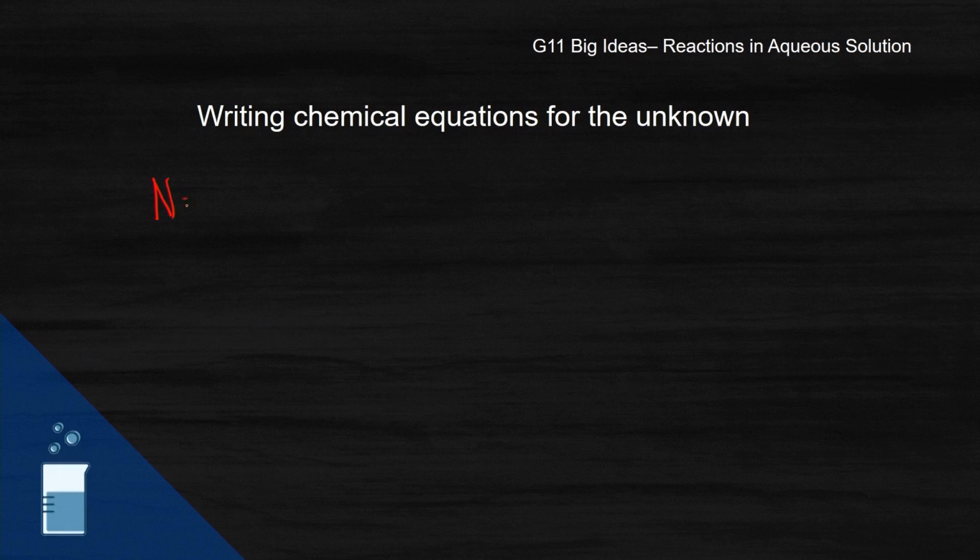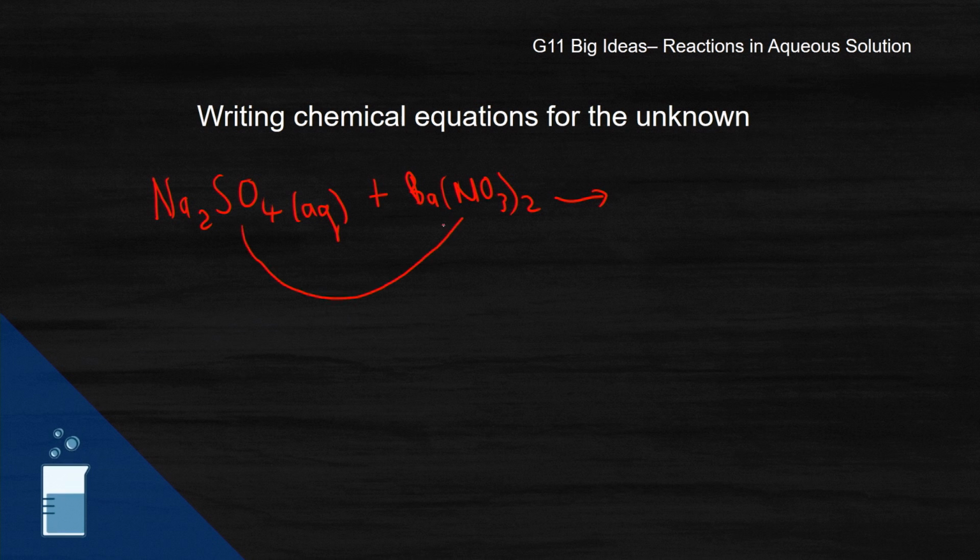So how do we write equations for these precipitation reactions for a carbonate and for a sulfate? Let's have a look on the board. We are going to start with sodium sulfate, and that's aqueous, because it is dissolvable in water. And barium nitrate, also dissolvable. We have an ion exchange, and so the sulfate will displace the nitrate and we get a precipitate being formed, and that will be barium sulfate. It is a solid, it is a precipitate, so I put an arrow like that.